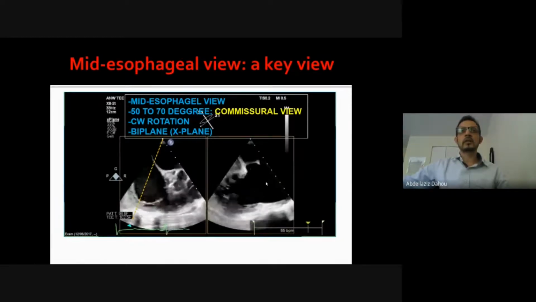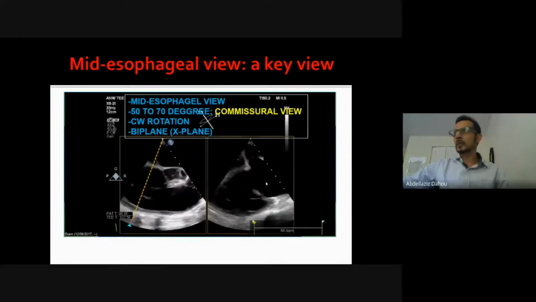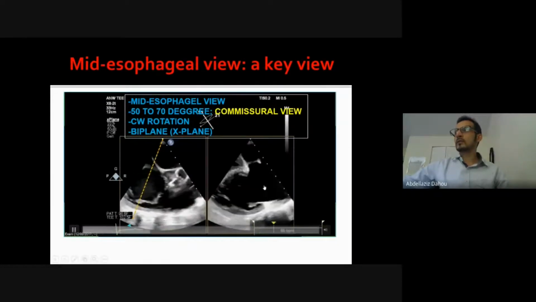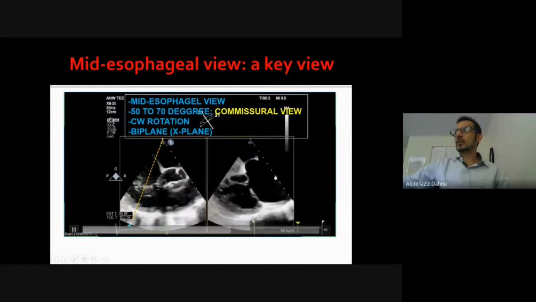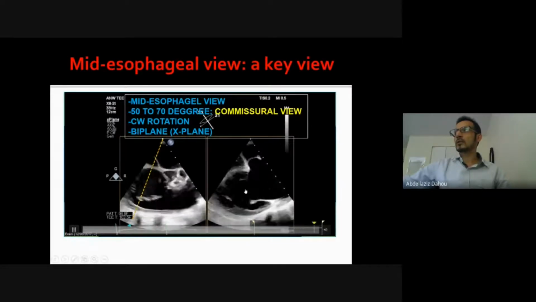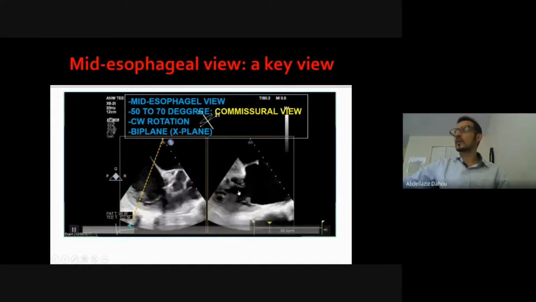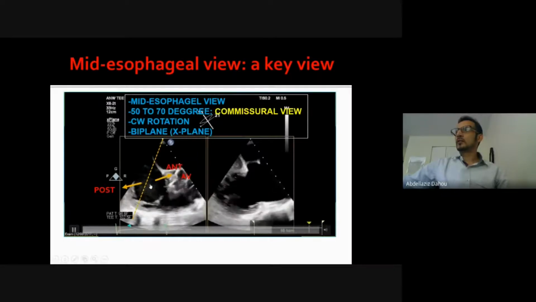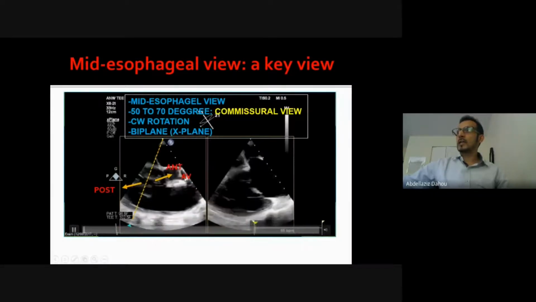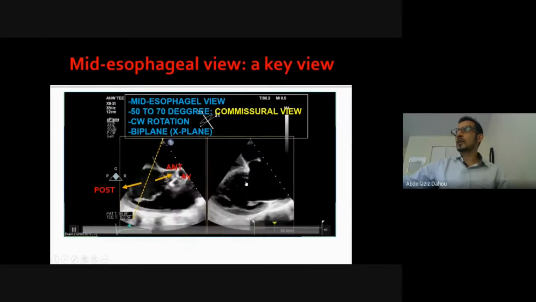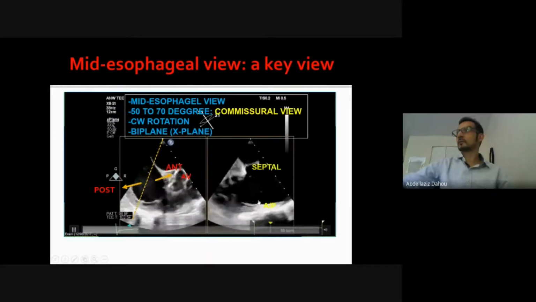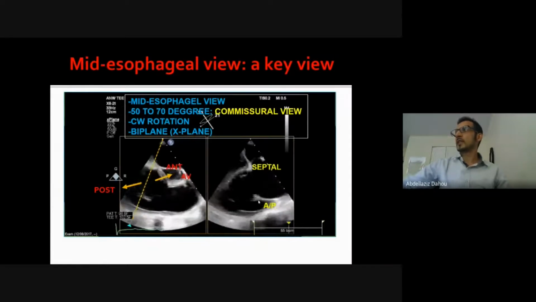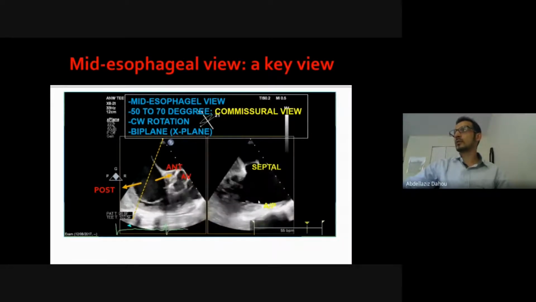So if you are using an edge-to-edge repair device like the MitraClip, this is a mandatory view to get, because this will guide the progression of your catheter and device across the valve and the capture of the leaflet. This is very important. If you go toward the anterior aspect, toward the aortic valve, you will expose the septal and anterior leaflet. If you go posteriorly, you will expose the septal and the posterior leaflet. But this is one of the key views to remember. This is very important.